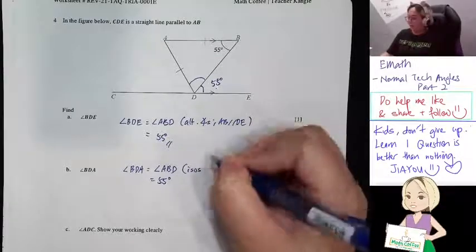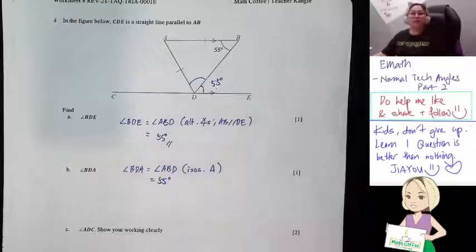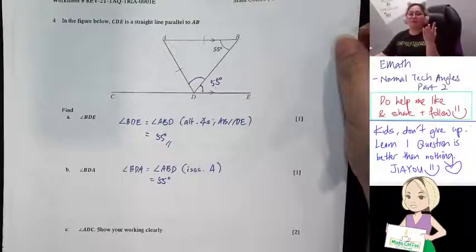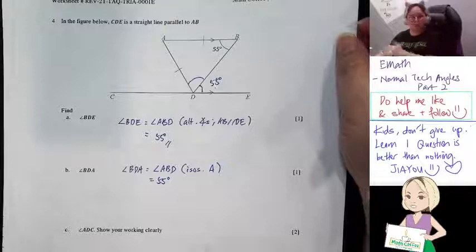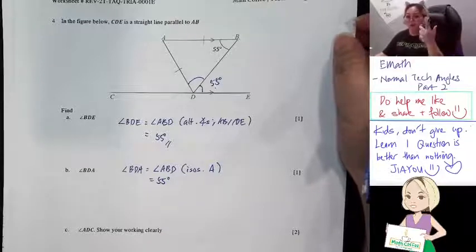Actually, I never spell out everything. I write isosceles triangle. My thinking, my reasoning is, better to write than never write. A lot of students never even write.